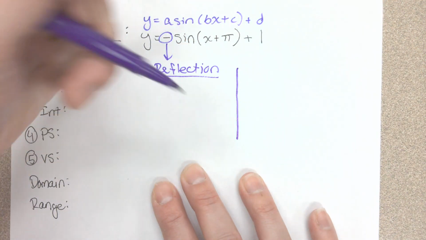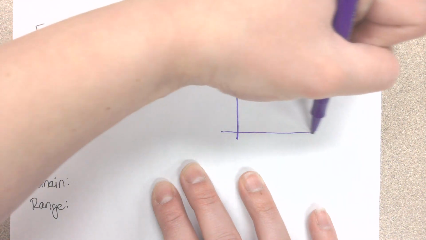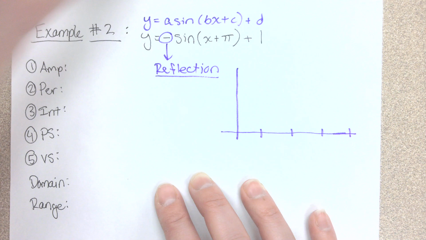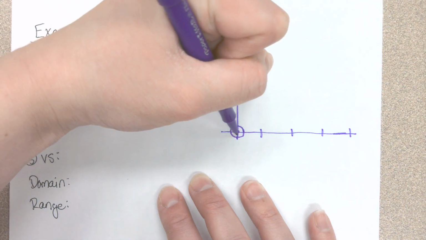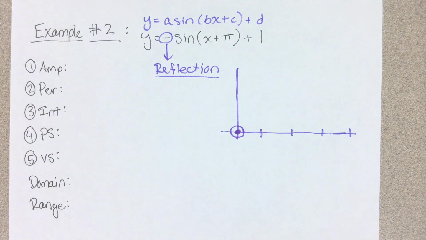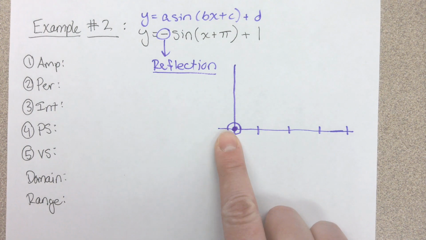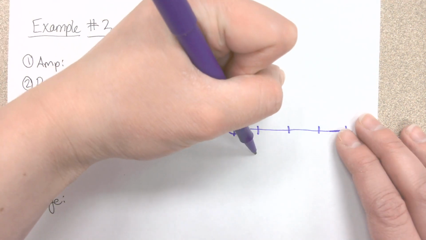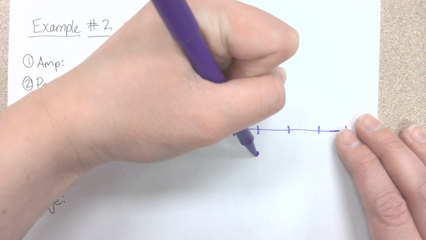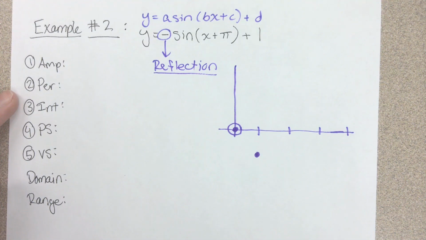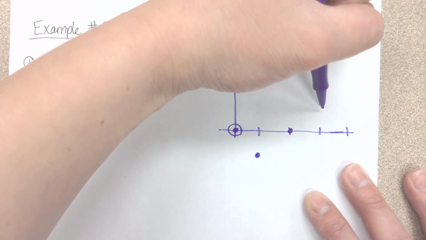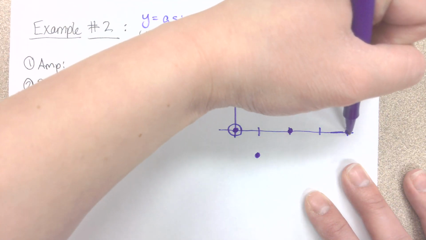So when I make my mini graph, sine will still start at the origin, like it always does, at the starting point. But then instead of going up immediately, it's going to go down to its minimum first. Then up to the midline, then up to its maximum, back down to the midline.